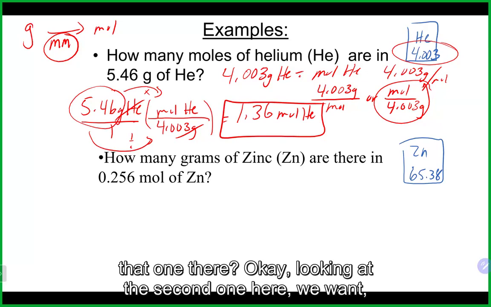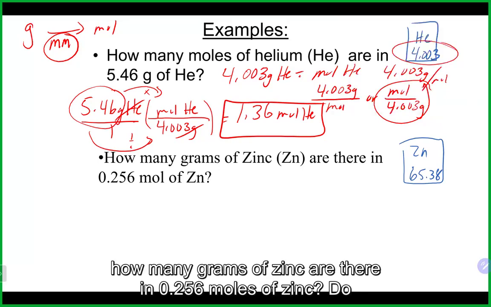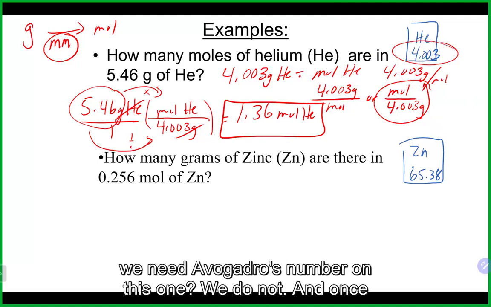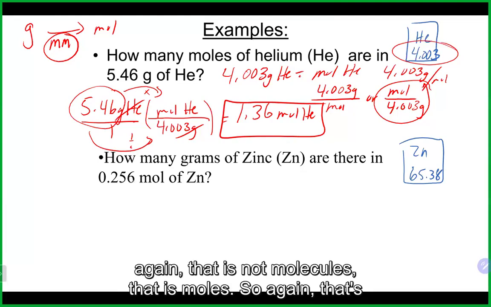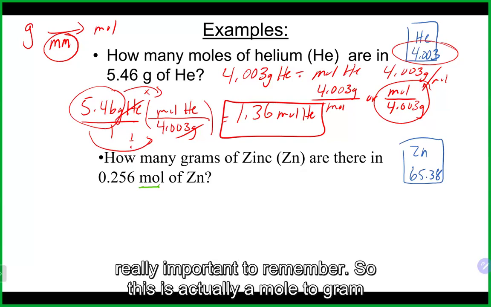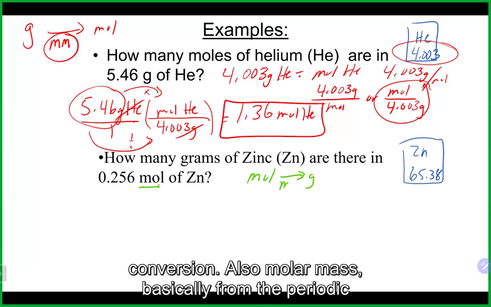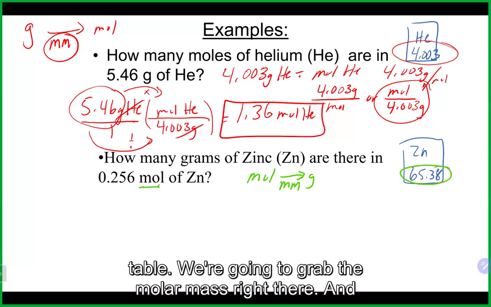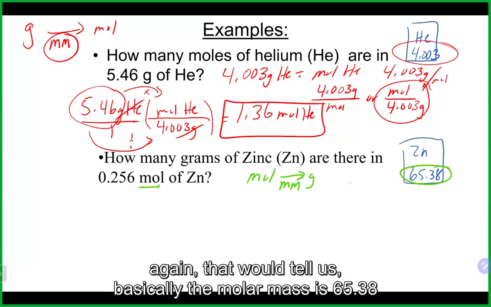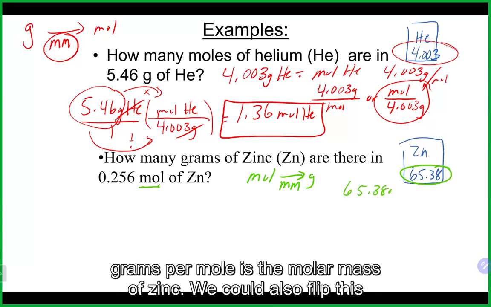Okay, looking at the second one here, we want how many grams of zinc are there in 0.256 moles of zinc? Do we need Avogadro's number on this one? We do not, and once again, that is not molecules, that is moles. So that's really important to remember. This is actually a mole to gram conversion, also using molar mass from the periodic table. We're going to grab the molar mass right there.